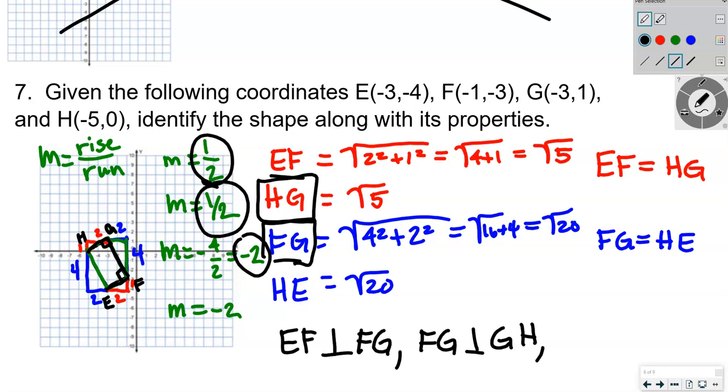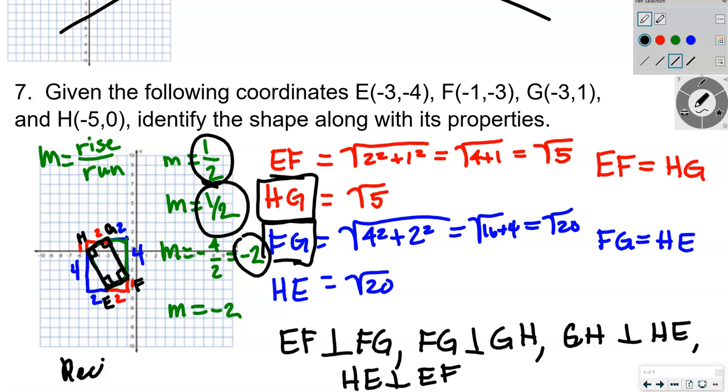So then we're going to talk about GH. And what's the next side? Right here, HE. Y'all see it? HE, those are perpendicular as well. So there's another right angle right there. And then we want to talk about HE is also perpendicular with what? EF. Okay, so we have proven that this has 4 right angles and the opposite sides are congruent, okay? And because of that, we can say this is a rectangle. Got it?